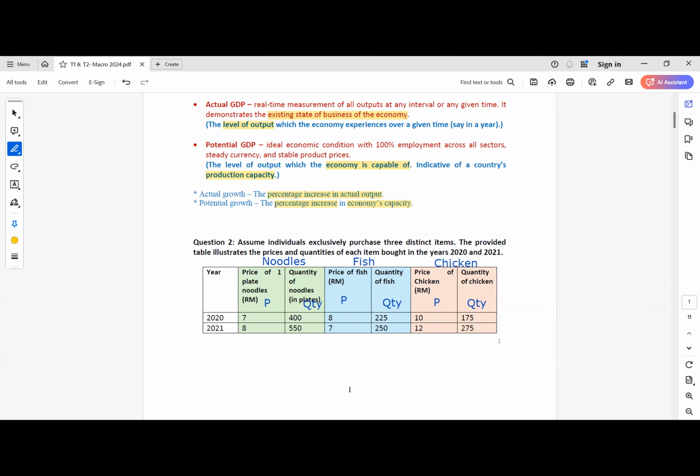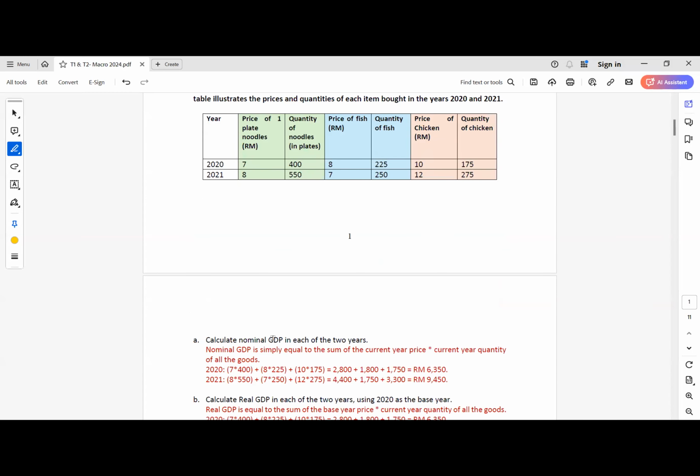Later on we are going to do some calculations in a while, but at least with the colors, you can see that I have 3 items that I look into. Assuming that the economy is producing these 3 items over here, and you are being given the prices and quantity. So now let's have a look into the questions. Calculate the nominal GDP in each of the 2 years.